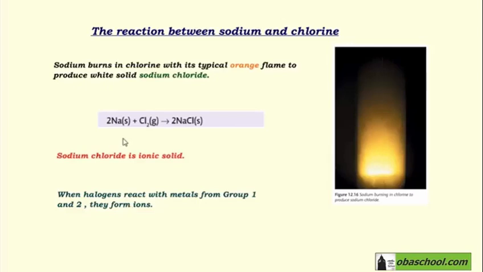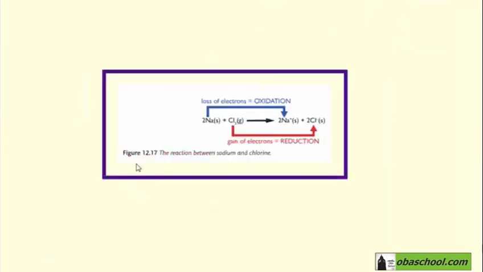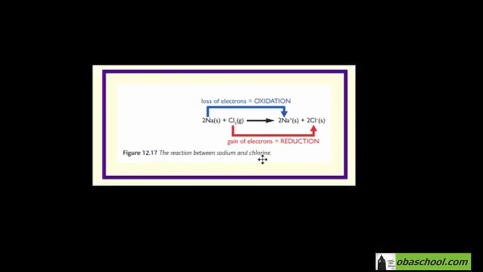Okay? Let's see the equation. Figure 12.17. The reaction between sodium and chlorine. Let's see what happens here in this equation. Notice, sodium was an atom without any charge, neither positive nor negative. But here it became plus. This means that it loses electrons. And once it became plus, it loses electrons. So loss of electrons. Thus, sodium undergoes oxidation.